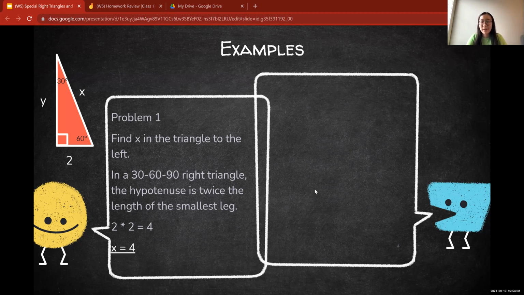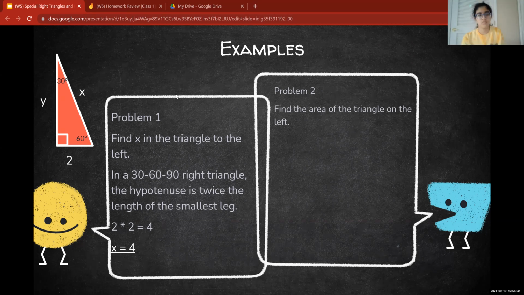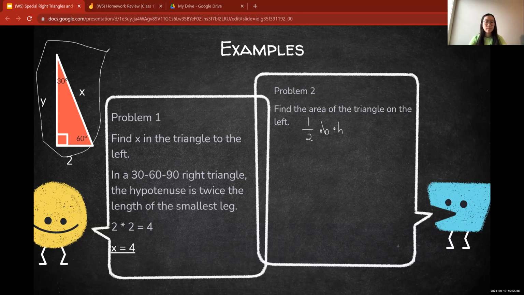Problem 2 says that you should find the area of the triangle on the left. So same picture, and find the area of that triangle. Remember, area is 1/2 base times height. You mean like the salmon colored triangle? Yeah. Okay.